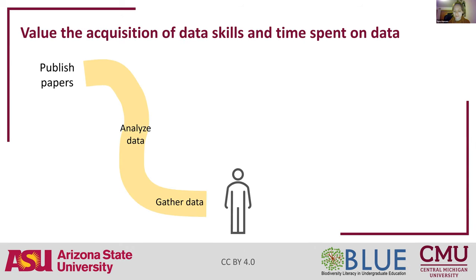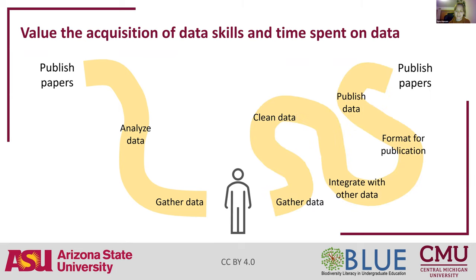Here in an overly simplified path to publishing research results, you basically gather your data, analyze them, and then publish papers. However, if you make this pathway more data intensive, it gets a lot longer. You're taking the time to clean your data, which takes more time if you're also using publicly available data, integrating across data types, formatting for publication and meeting the FAIR principles, publishing your data, and then publishing papers. If you're choosing this path, it's going to take you more time to publish those papers, and you might end up with fewer than your colleagues.